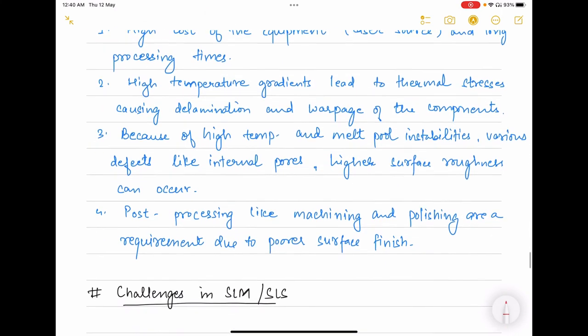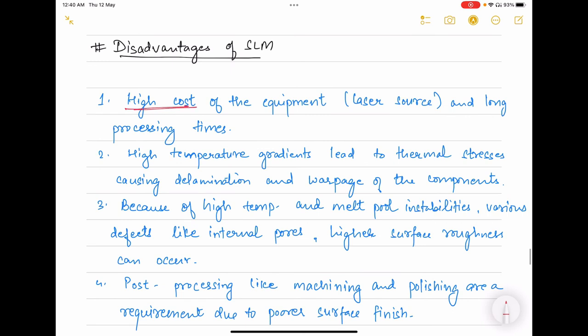So there are certain disadvantages as well, that is the high cost of the equipment. These are very sophisticated machines and they bear high cost, specifically the laser source is really high, and the precise machines cost higher because of the R&D associated with them and their precision. They have long processing times, because to 3D print, it takes hours. There are also high temperature gradients because of alternate heating and cooling cycles.